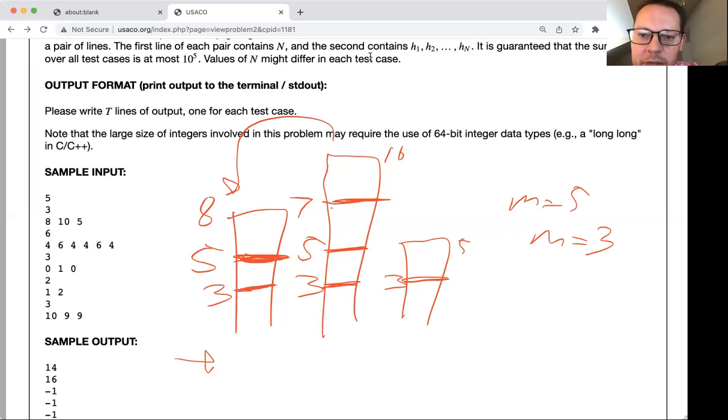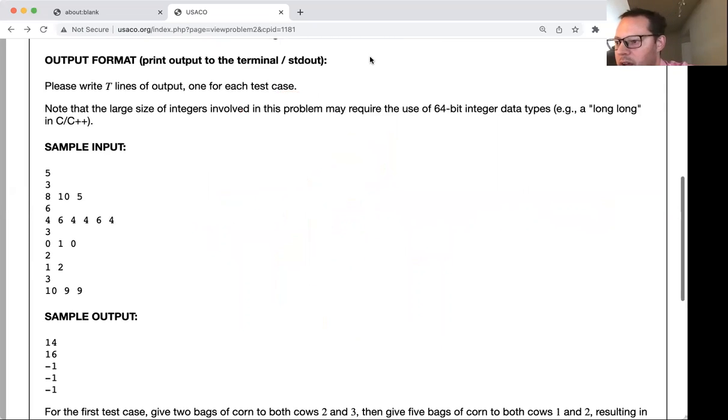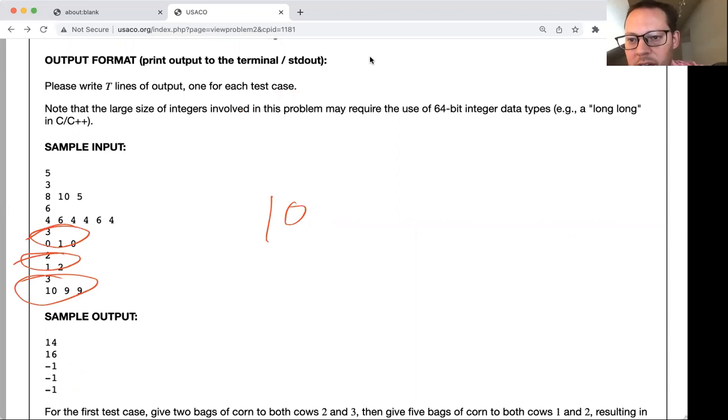Now, one other thing to watch out for is there are certain problems that are unsolvable, and you have to recognize that. If we look down at the sample test case, it shows you there were 3 that have negative 1s. That is this case here, this case here, this case here, and this case here. So let's look at this one that's 10, 9, 9, because this is actually a really important problem.